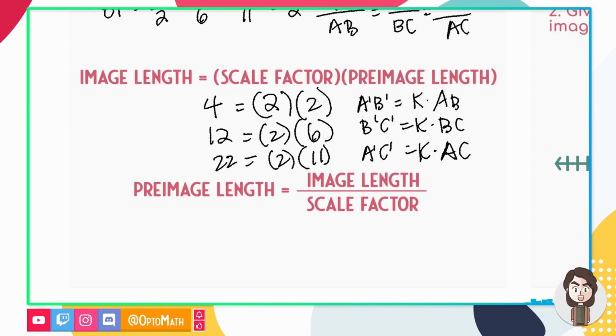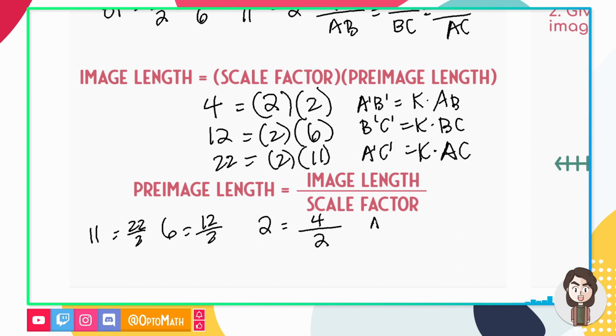Finally, if we wanted to find the pre-image length, we could take the image length and divide it by the scale factor. So this is assuming we knew the image length and scale factor, like a question was asking for the pre-image length. So the scale factor's 2, the image lengths are going to be the 4, the 12, and the 22. So if we started with the 4, we should get 2 here. If we went with the 12, we should get 6. And if we went with the 22, we should get 11, which checks out.